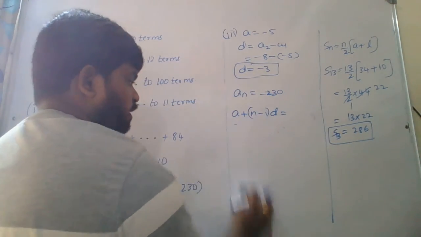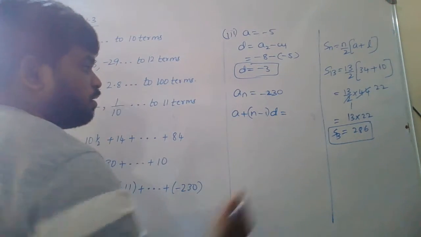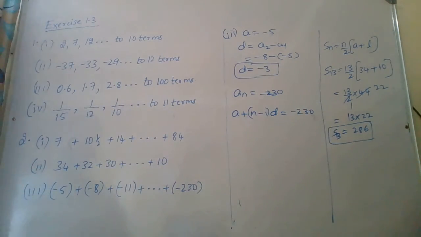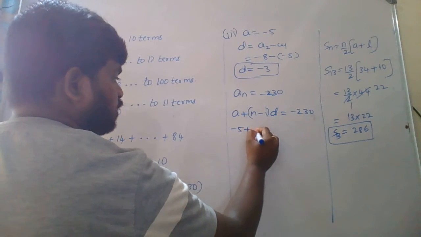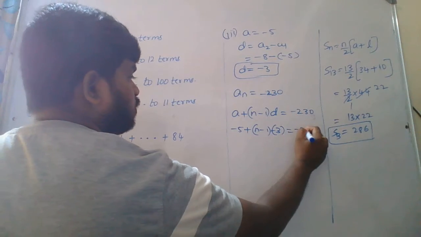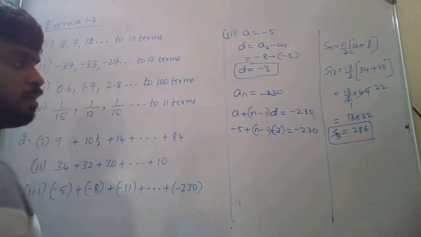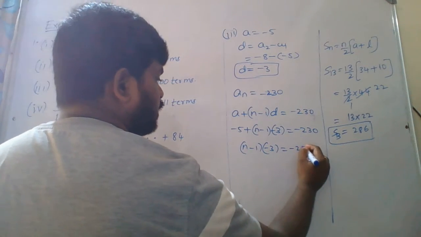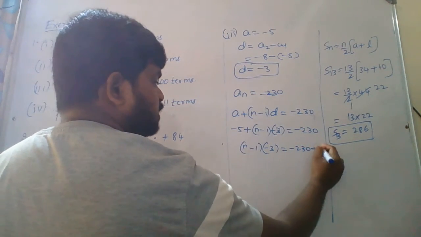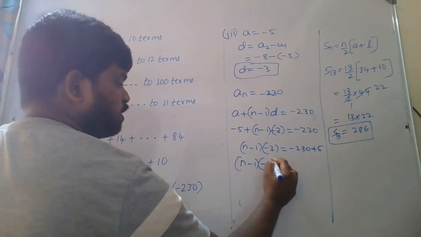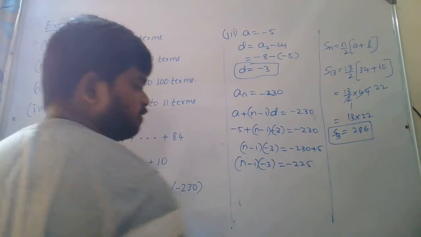First, let's find how many terms we are adding. Minus 230. What is the value of A? The value of A is minus 5 plus n minus 1, and the value of d is minus 3, equals minus 230. So n minus 1 into minus 3 equals minus 230. Minus 5 on the other side becomes plus 5. So n minus 1 into minus 3 equals minus 225.